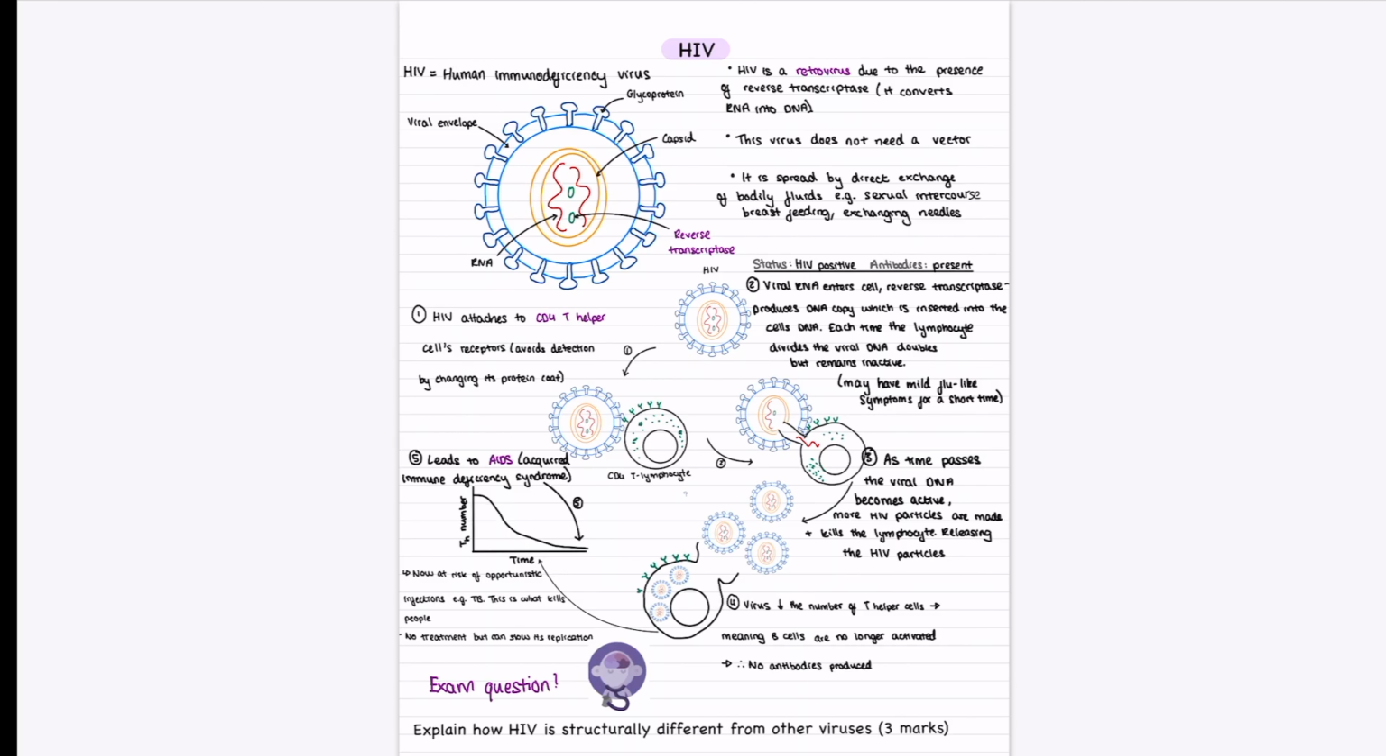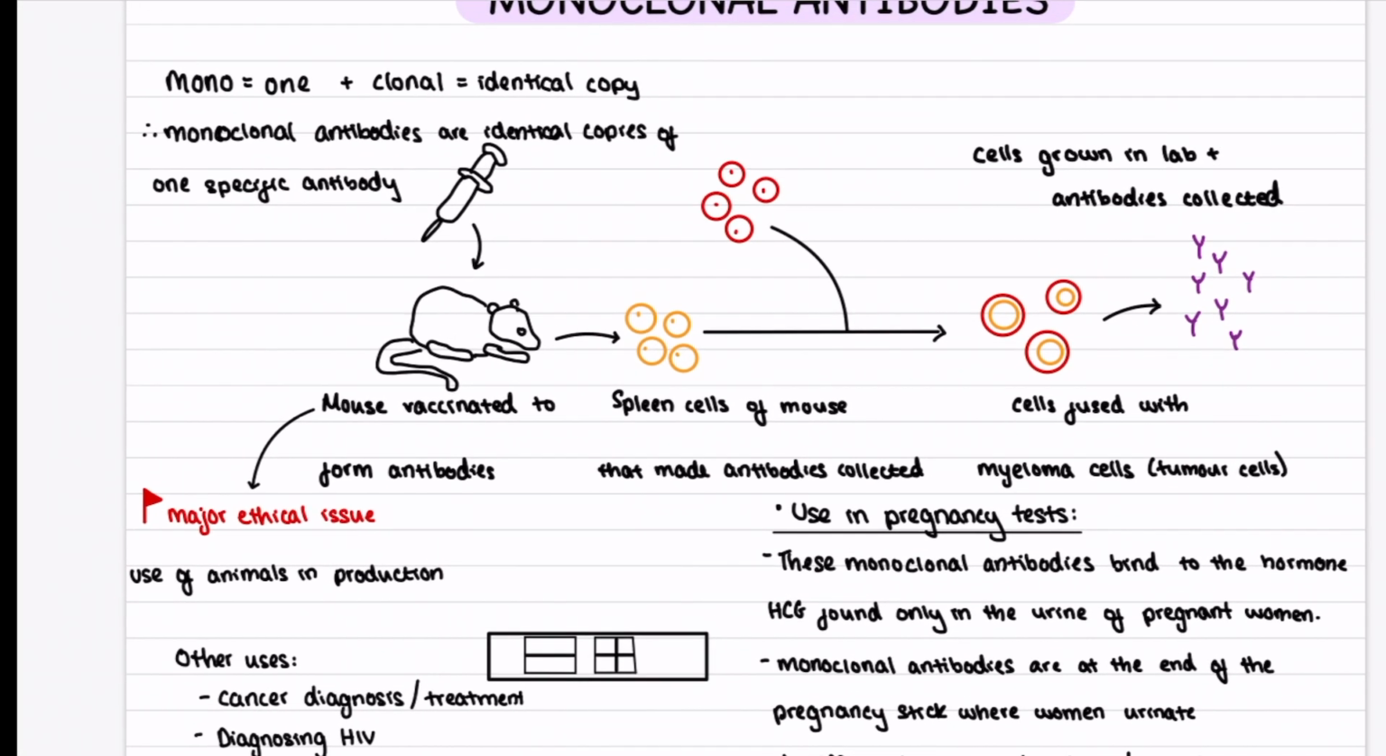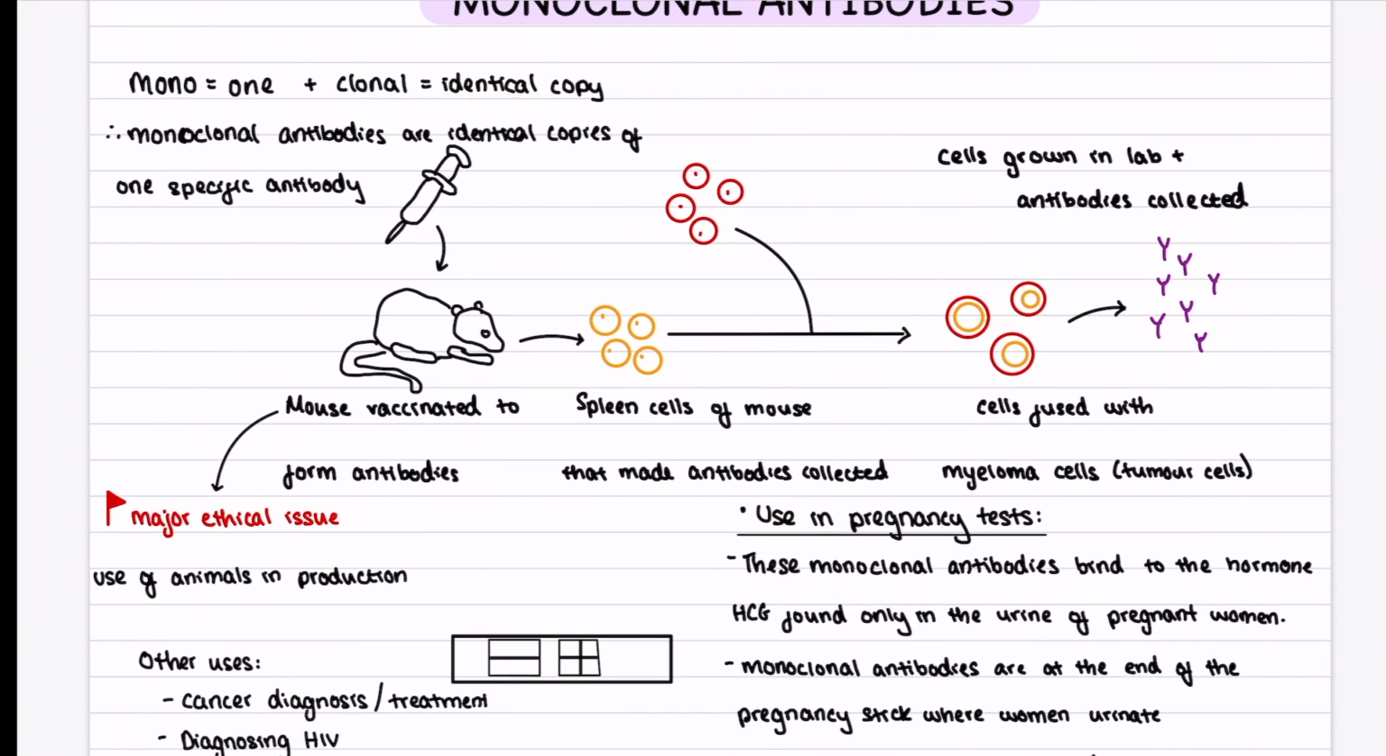Now, monoclonal antibodies. These are identical copies of specific antibodies. In order to make these, mice are vaccinated to form antibodies, which is a major ethical issue. Then, the spleen cells of the mouse that make the antibodies are collected and are fused with myeloma cells, which are tumour cells that replicate rapidly. These fused cells are then grown in the lab, and the antibodies are collected.